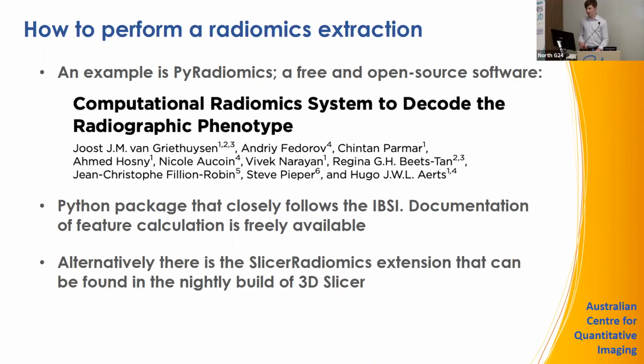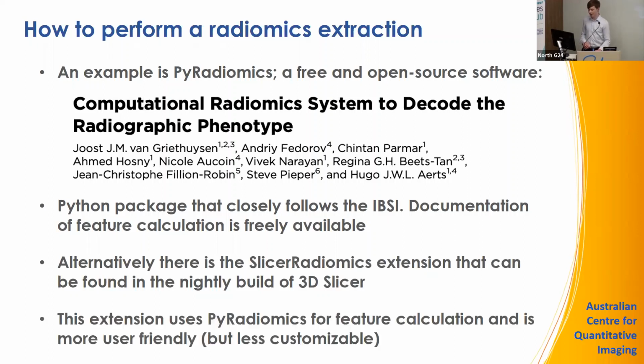So alternatively, if you don't want to do any coding yourself, there's the Slicer Radiomics extension that can be found in another build of 3D Slicer, which is an open source imaging software. As you can see, there's a bit of a trend. Everything's free and open source. And this extension uses PyRadiomics for feature calculation. It is more user-friendly, but less customizable.